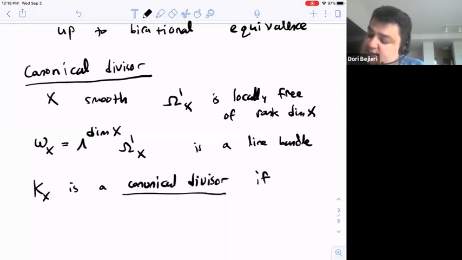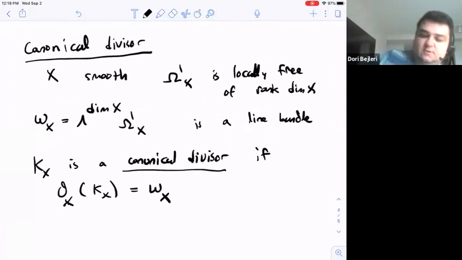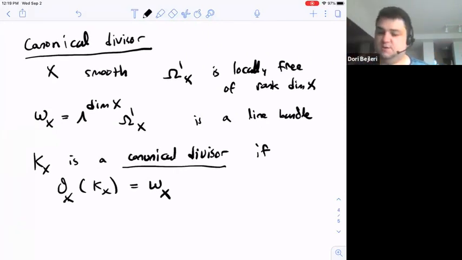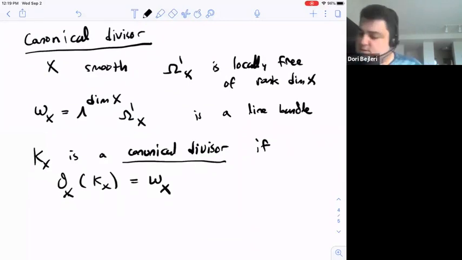To be any divisor whose associated line bundle is omega. So this is an extra divisor that we have access to on a smooth variety that we don't necessarily have access to in general. Though later in the course we'll be forced to talk about singular varieties, and then we'll talk about canonical divisors of singular varieties. But for now, we just need this.